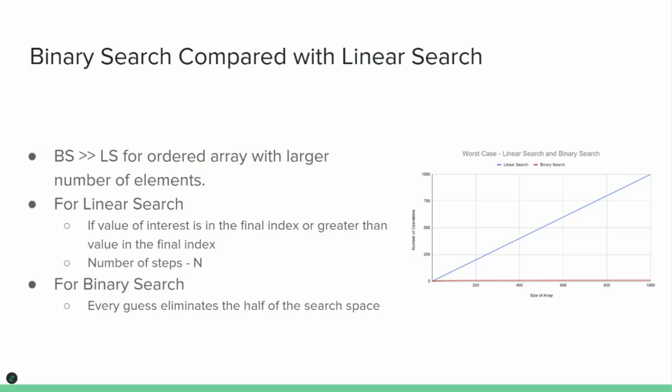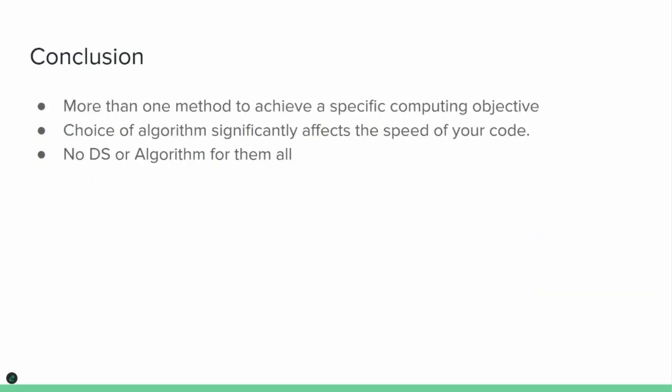For linear search, I'm just speaking about how the algorithm works. If the value of interest is in the final index or greater than, that's the worst case scenario. Then the number of steps is n. However, for binary search, every guess eliminates half of the search space, right? As we've seen before. So that's essentially it for this short video on ordered arrays and why algorithms matter. We'll also now jump into a code break showing you how to implement binary search in Python.